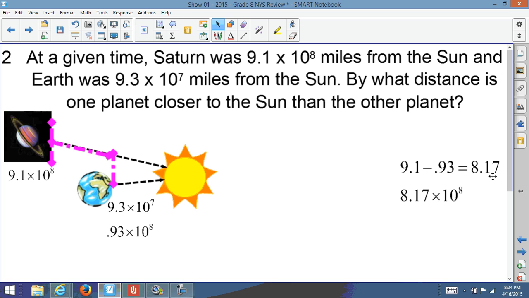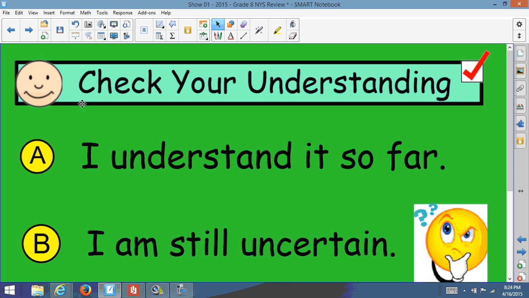So that's the new coefficient, and we keep our base the same, 10 to the 8th power, and our answer in scientific notation would be 8.17 times 10 to the 8th. So check your understanding. If you understand it so far, you're in good shape. If you're not understanding it well, please rewatch the video, write down your questions, and bring them in.